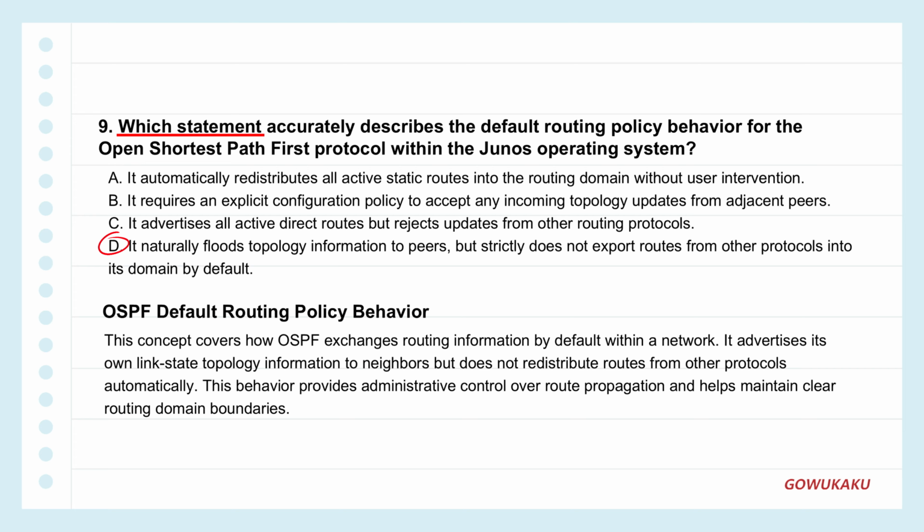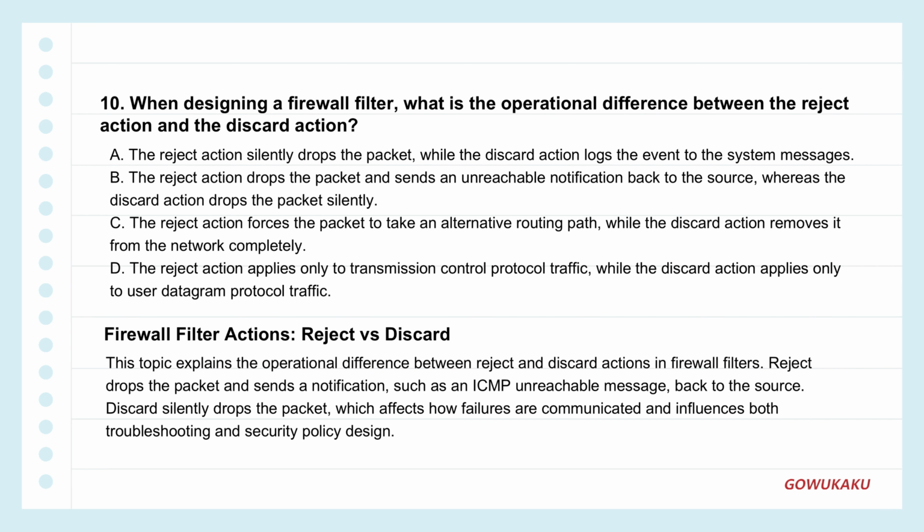All right, well, protecting boundaries is actually a perfect segue to our final topic. We've established how traffic is prioritized, addressed, secured, and routed. Now we need to look at what the router does with traffic it explicitly wants to block. Oh, firewall filters. Yes. Question 10, the last one. When designing a firewall filter, what is the operational difference between the reject action and the discard action? Okay, let's hear the final choices.